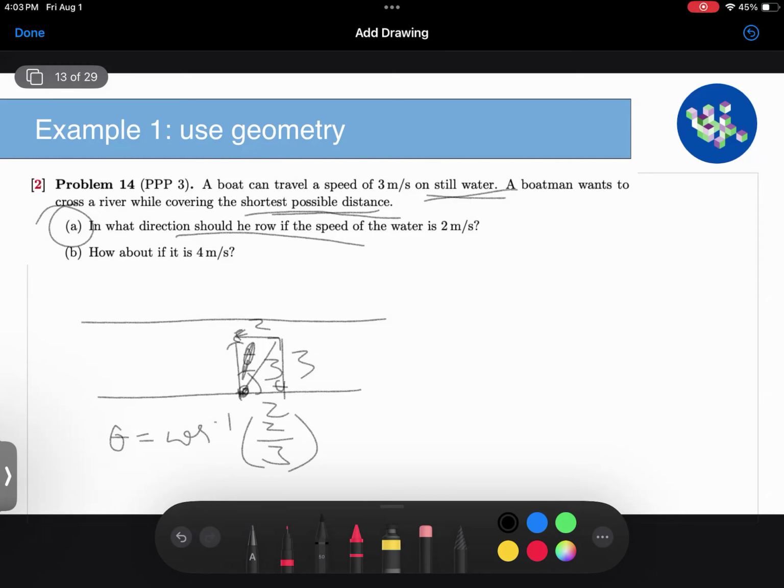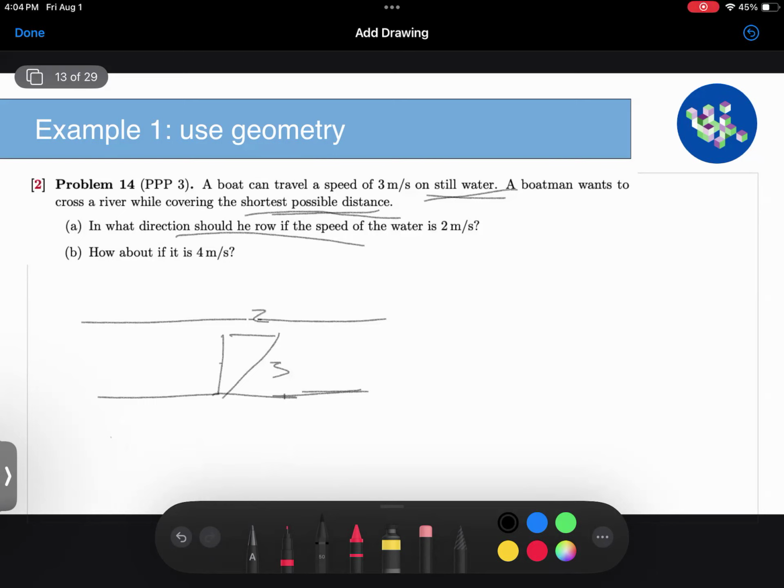Now, if you want to solve part B, it's a bit harder. Let's say we want to solve B using the same method we used in solving part A. That will lead us to a bit of trouble because we want to draw that right triangle. Remember, before we had 3, 2, and that formed the right triangle, and the net velocity was pointing exactly directly across the river. But is that still possible now?